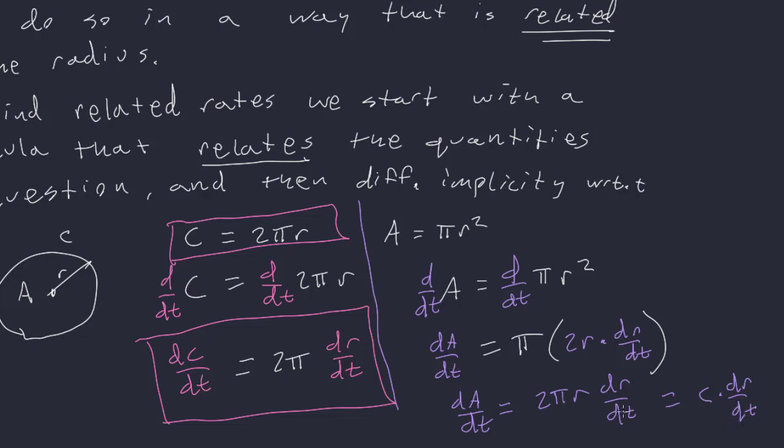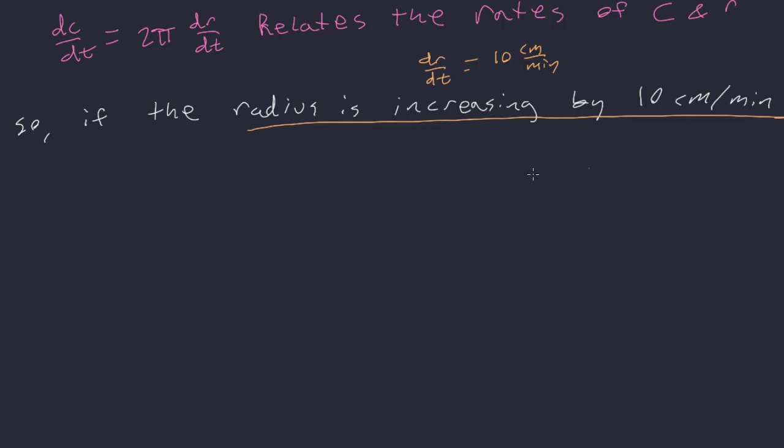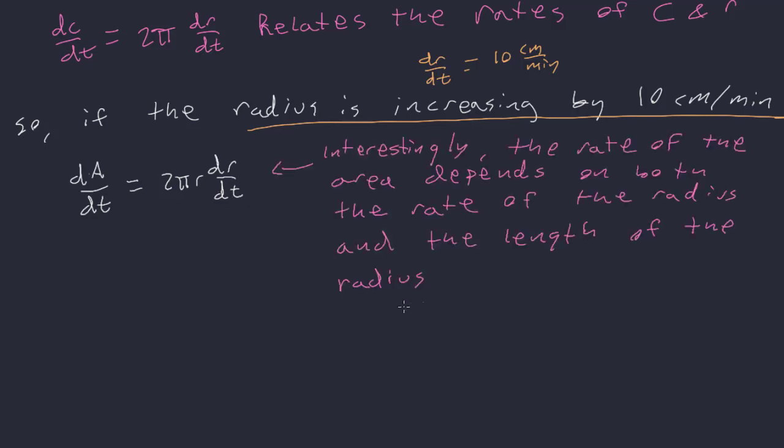So that's how the rate of change of the area is related to the rate of change of the radius. If we assume, like before, that the radius is increasing by 10 centimeters per minute, then we would use this: the derivative of the area with respect to t is equal to 2 pi r dr/dt. Notice here, we need to know what the radius is, like at what length it is, so the rate at which the area is changing actually depends on the length of the radius.